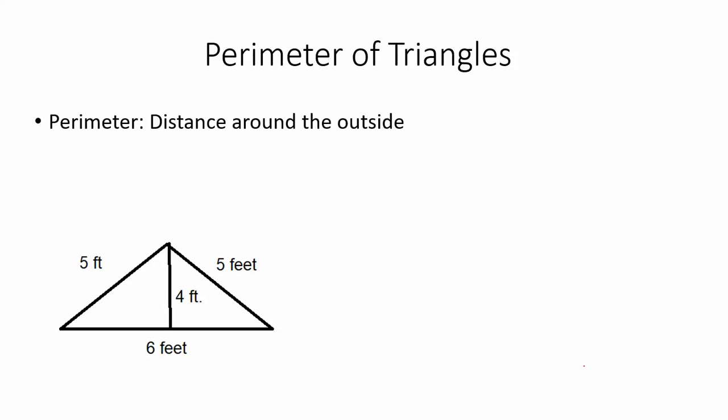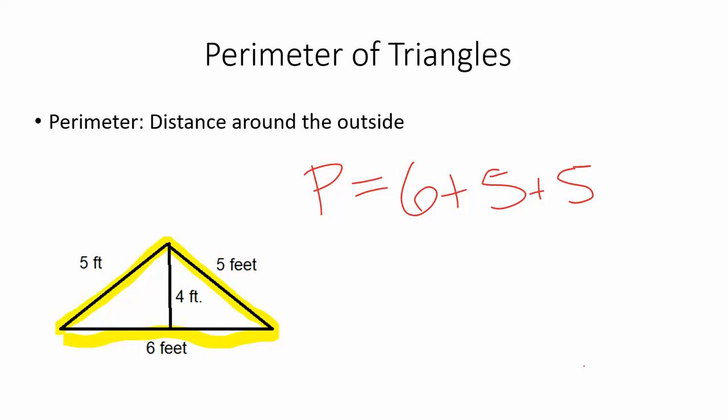Just like our other shapes, the perimeter is still the distance around the outside. This means we're just going to add all the sides. So I'm going to trace around the outside to identify which sides I'm going to add. You'll notice that I didn't trace over the 4, which was the height. The height is not always a side of the triangle. So to find the perimeter, I'm going to add 6 plus 5 plus 5. That equals 16. My units for perimeter are just plain feet.